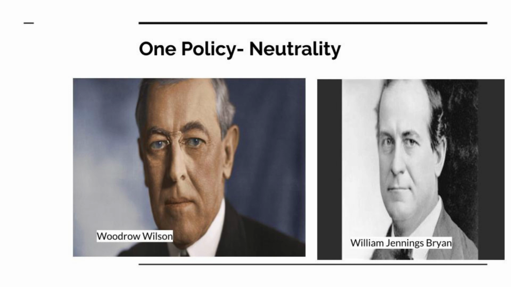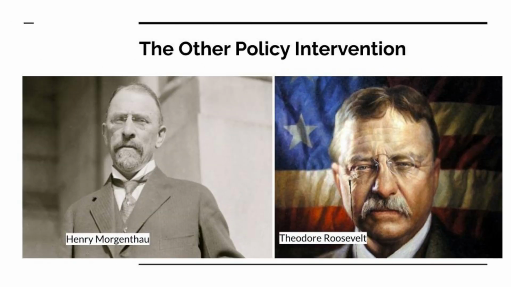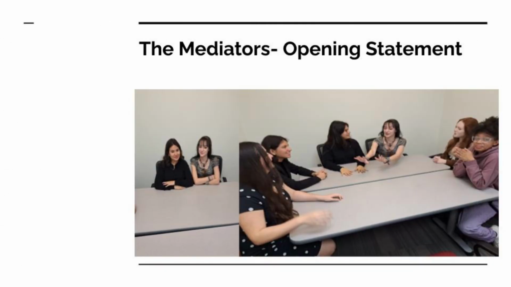The stages of mediation. Stage 1, opening statements. Once everyone is seated around the table, you'll want to introduce everyone, explain the goals for the session as well as the rules, and encourage everyone to work together throughout the session. Each party can then make an opening statement. They should describe their side of the dispute and the consequences involved. The key rule during this part of the process is that no one party gets to interrupt any other party.